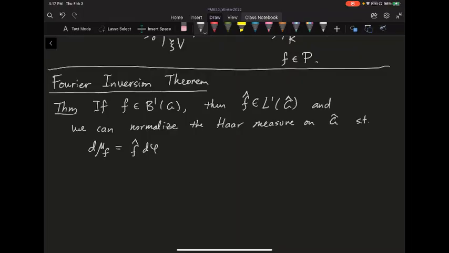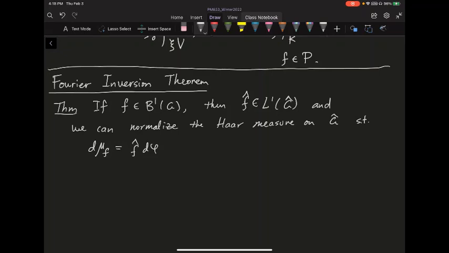So now we're ready to state the first version of our Fourier inversion theorem. The idea is that if you have a function inside B1 of G, that's essentially everything inside B of G and also inside L1, then automatically, first of all, your Fourier transform, the f hat, is going to be inside the L1 of your G hat. Okay, so that's a L1 function on the dual group. And moreover, all these f hat is going to be enough to recover your function.